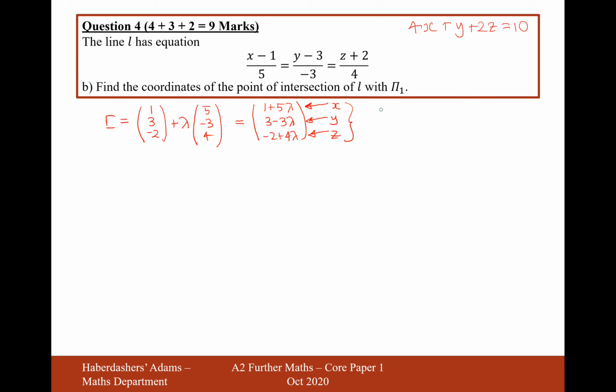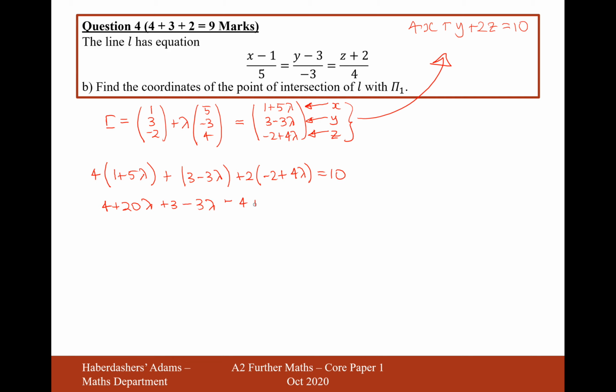And now I'm going to take this x, y, and z set of values and plug it into this plane up here. So it's going to be 4 times (1 plus 5 lambda). Effectively, I'm solving the equation by substitution, substituting the line into the plane, plus (3 minus 3 lambda), and then plus 2 lots of (minus 2 plus 4 lambda) equals 10. So let's work out what lambda needs to equal. It's going to be 4 plus 20 lambda plus 3 minus 3 lambda minus 4 plus 8 lambda equals 10.